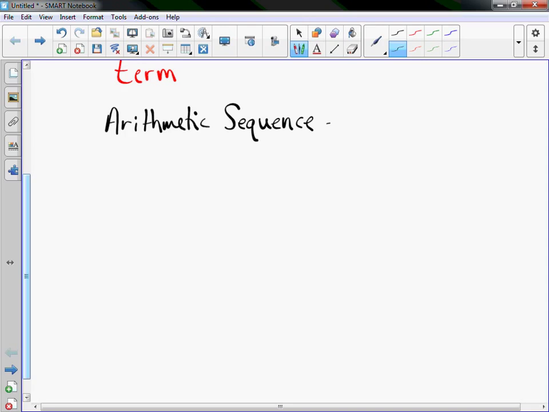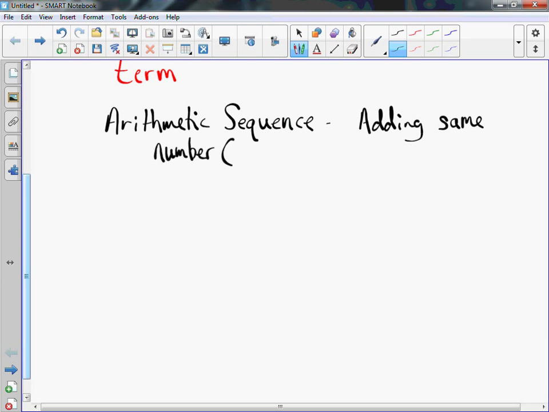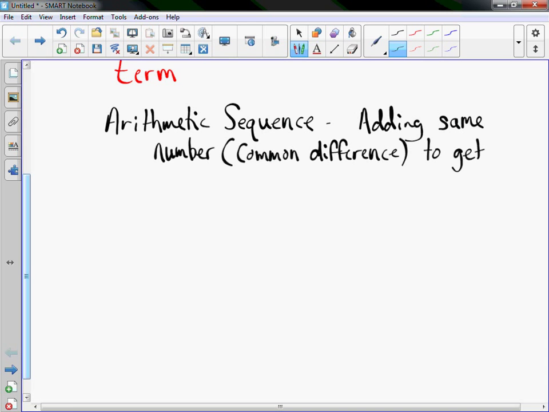It comes from arithmetic because arithmetic is adding and subtracting. So in an arithmetic sequence, to get from one number to the next, you add the same number. I'm going to put in parentheses that number is called the common difference. Not something you necessarily need to know right now, but that's what it's called. So you add the same number to get from one term to the next.